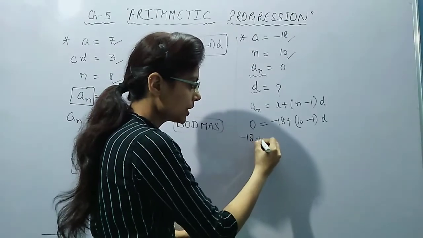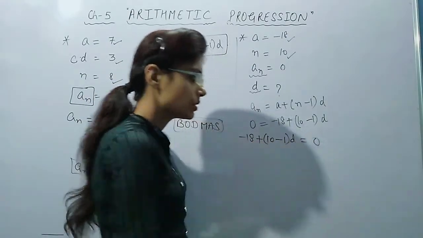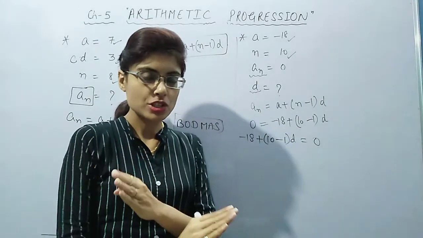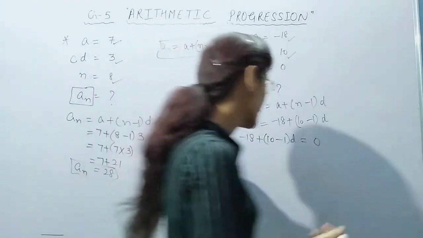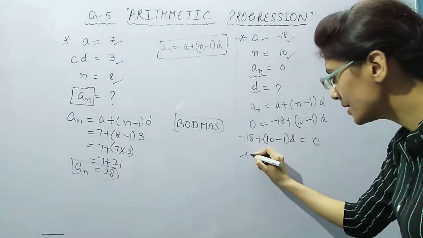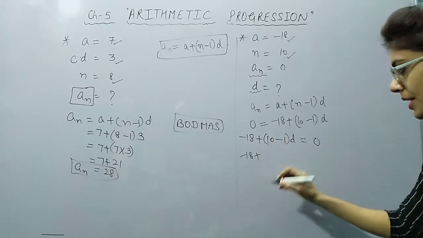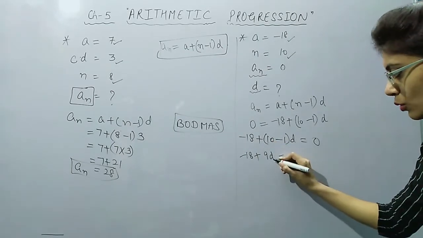Minus 18 plus 10 minus 1 into d is equal to 0. When both the sides are changed, signs are never changed. Now only the calculation part, which you already know. Minus 18 plus 10 minus 1 is 9, so 9d is equal to 0. I want to find d.